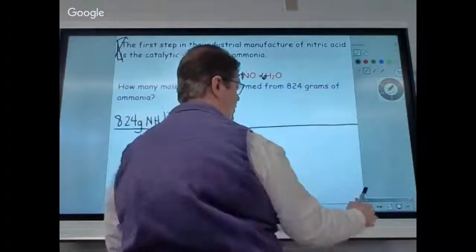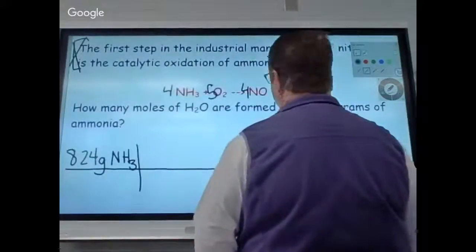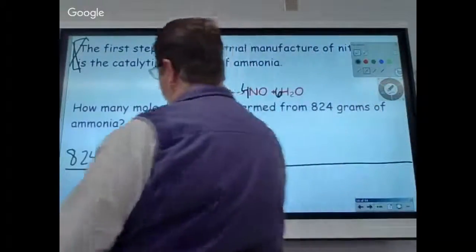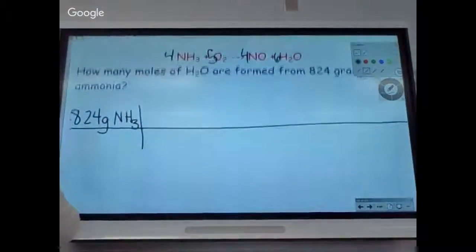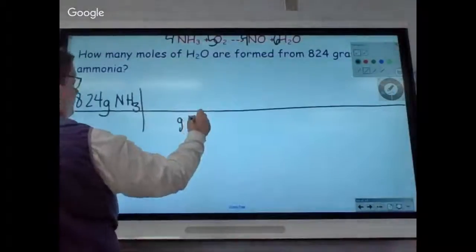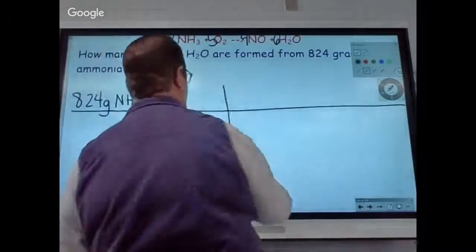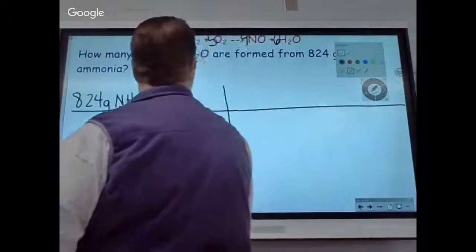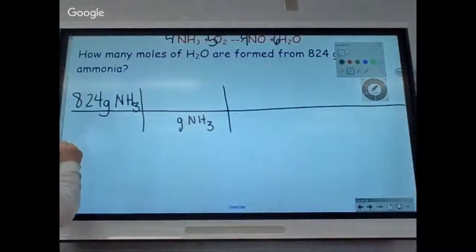All right, so we're going to annotate this one. So what goes on the bottom? Grams of ammonia. All right, so what do we ask ourselves? Are you changing the compound?